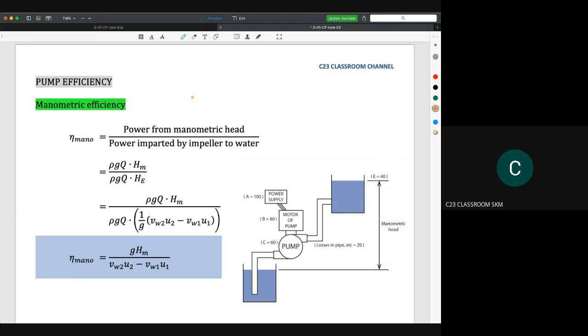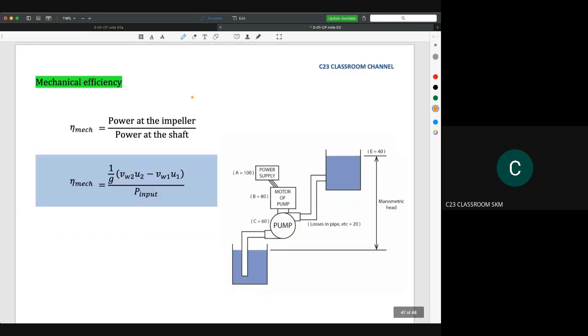Okay, so this is the manometric efficiency. The basic idea of manometric efficiency is to calculate the efficiency, meaning the percentage of the power from the blade compared with the power that you could get at the outlet. Okay, this is the first efficiency, manometric efficiency.